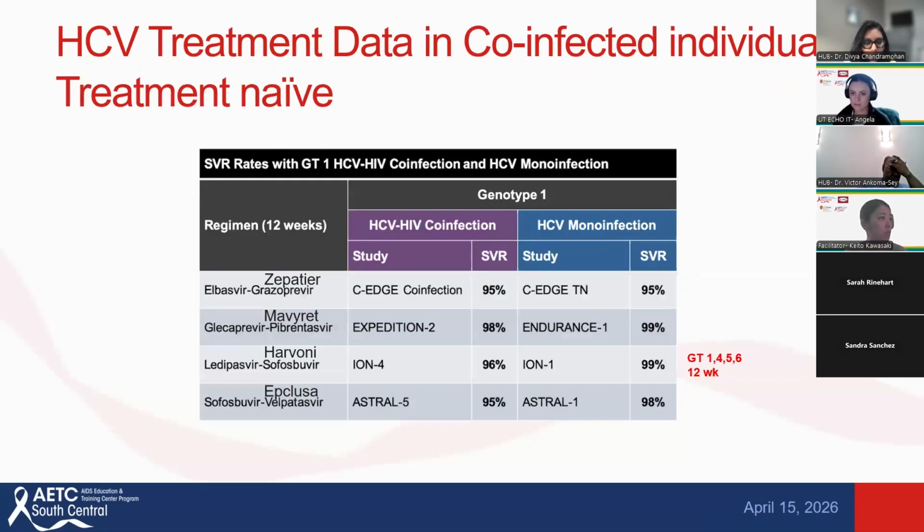The third drug that we'll talk about is Harvoni, which can be used for genotype 1, 4, 5, and 6, and it's a 12-week regimen similar to Zepatier. Next slide, please.